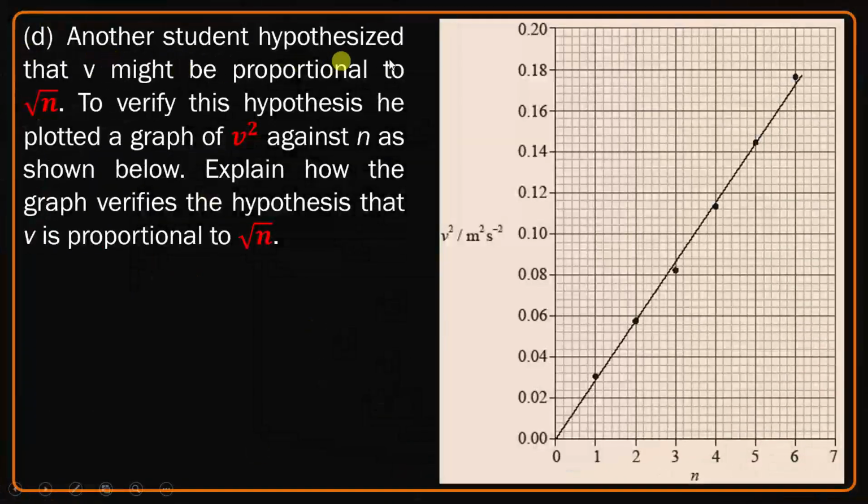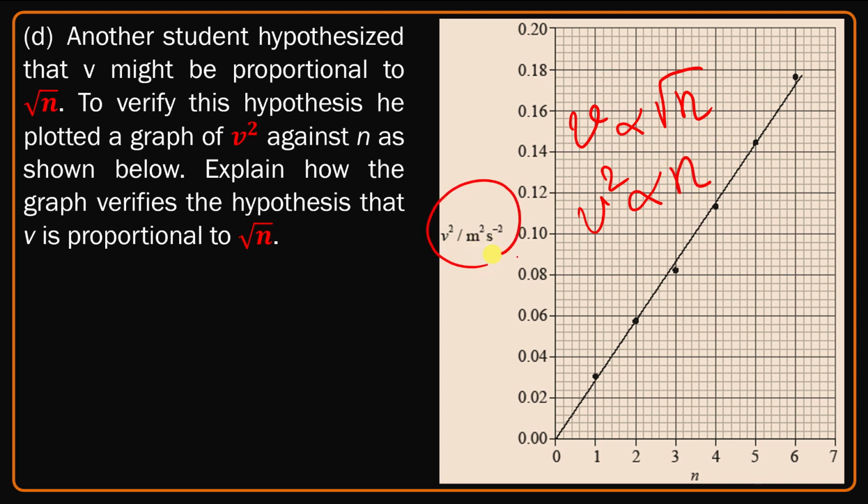D. Another student hypothesized that v might be proportional to the square root of n. To verify this hypothesis, he plotted a graph of v squared against n. We raised both sides to the power of 2, so v squared must also be proportional to n. Here I have v squared and here I have n.